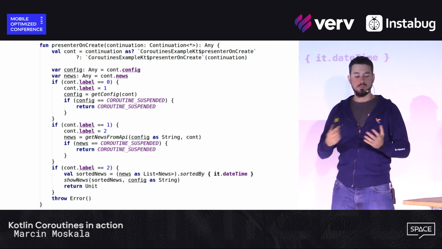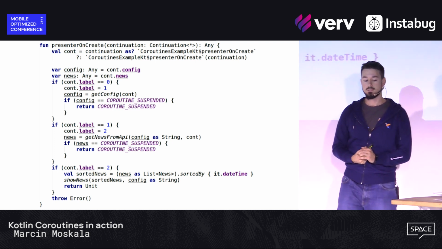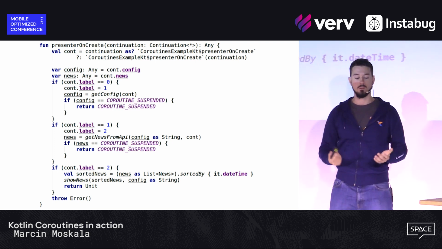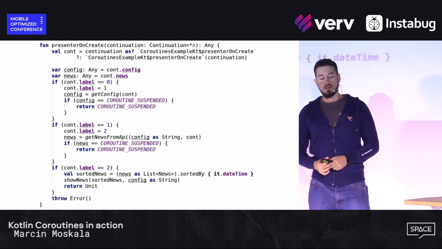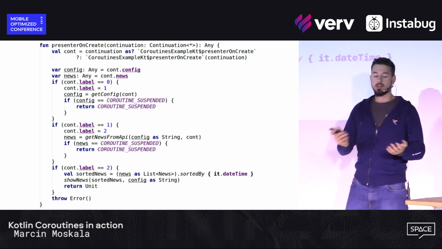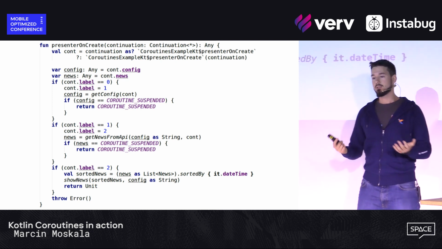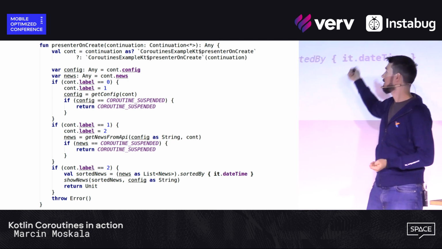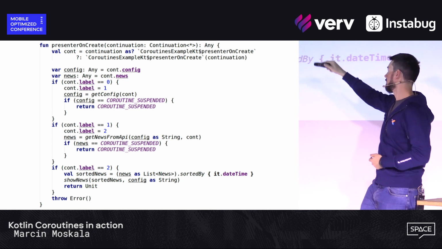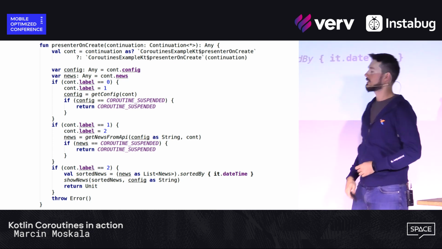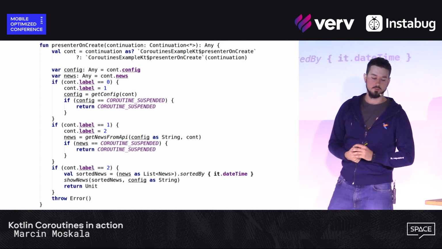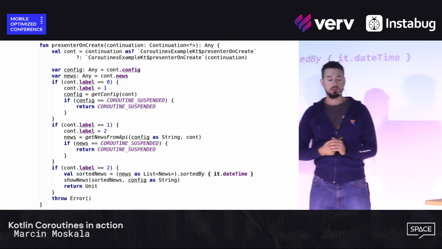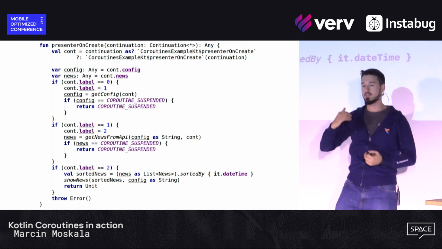So at the beginning, we start with label 0. We get into first if. We set label to 1. We try to get configuration. It depends. If this is suspending, we suspend it. After some time, we restore from coroutine and jump into next state. If it is not suspending, we just fill our configuration. Config is not coroutine suspended, so we can get into next state.